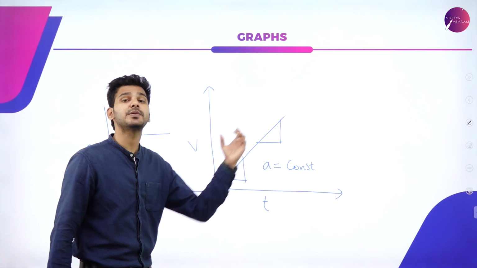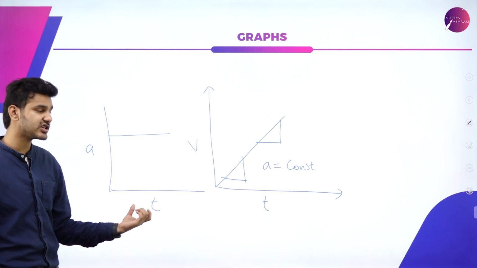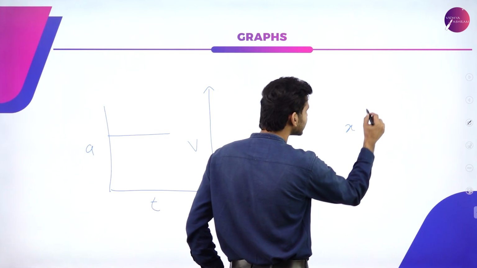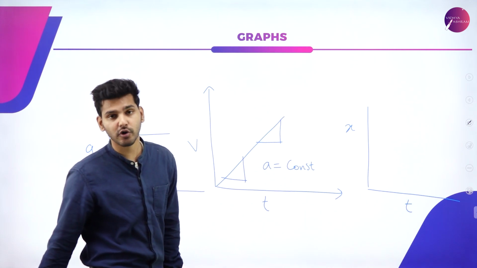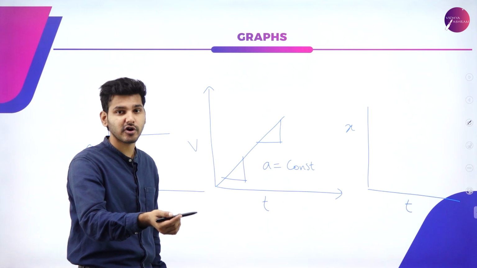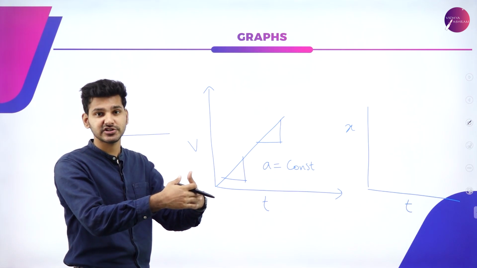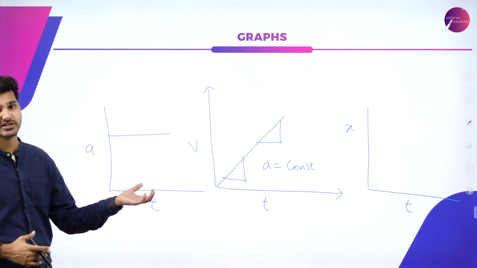Now, what about the previous graph? This is velocity time graph and this is acceleration time graph. What about displacement time graph? We can clearly say that the displacement time graph will be non-uniform. Because the displacement time graph is non-uniform, there is a velocity, and that particular velocity is uniform in nature. Since velocity is uniform in nature, acceleration was constant.